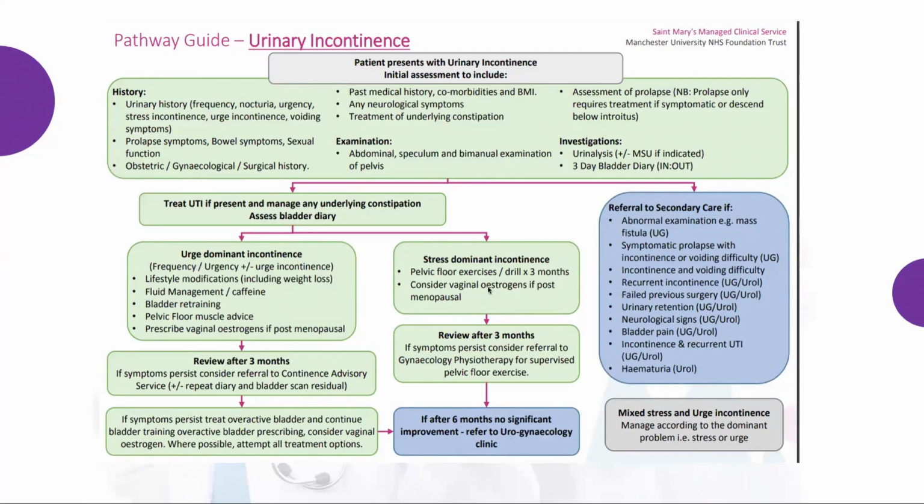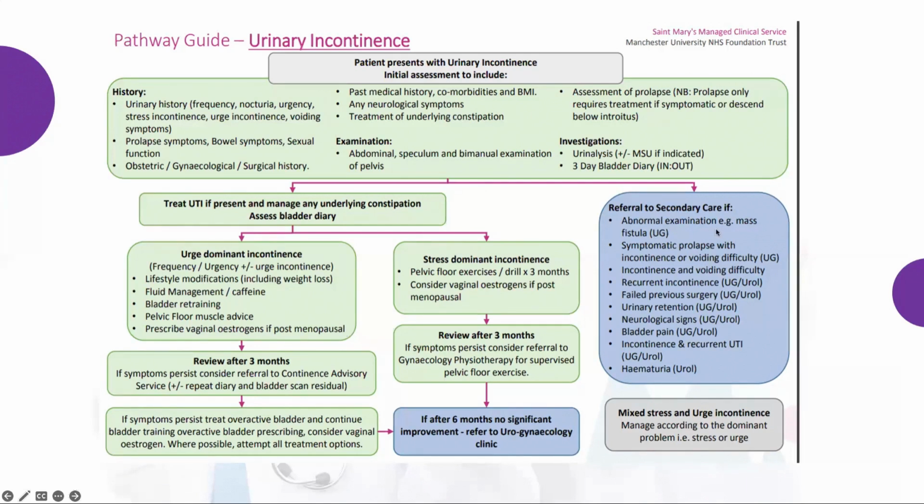With stress incontinence, as we said earlier, you start with pelvic floor muscle exercises for 3 months, and you can consider vaginal estrogens if the patient is either postmenopausal or a lactating woman. Okay. Then urge incontinence, if that is the dominant part, lifestyle modification is always there, including weight loss and fluid management. For patients with overactive bladder, you tell them not to have a lot of caffeine because that irritates the bladder. Then bladder retraining is required. Pelvic floor muscle exercise, of course, helps here as well. And vaginal estrogen will also work if the patient is postmenopausal.